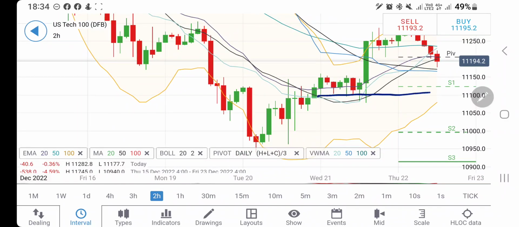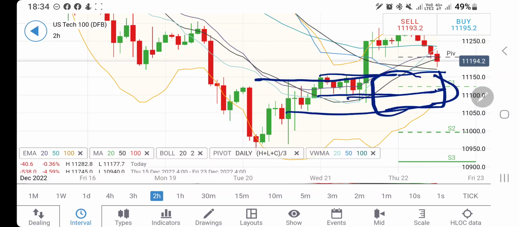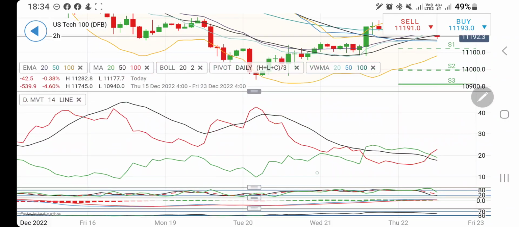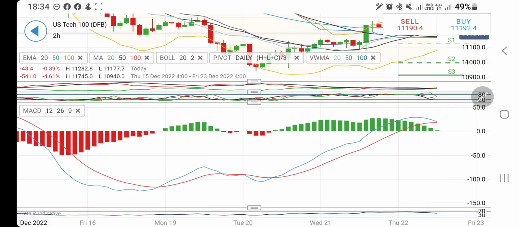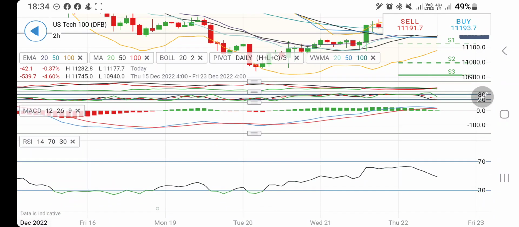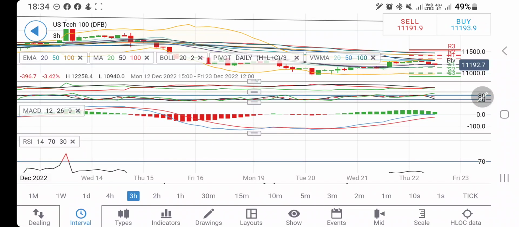On the downside, 11,100, 150 very strong support, 100 the next, and 050, every 50 points there is a support, and below 11,050 it can show you further extreme bearishness. Directional movement bearish, stochastic oversold. The MACD is looking forward to crossover for a sell entry. The RSI is already looking downwards here.